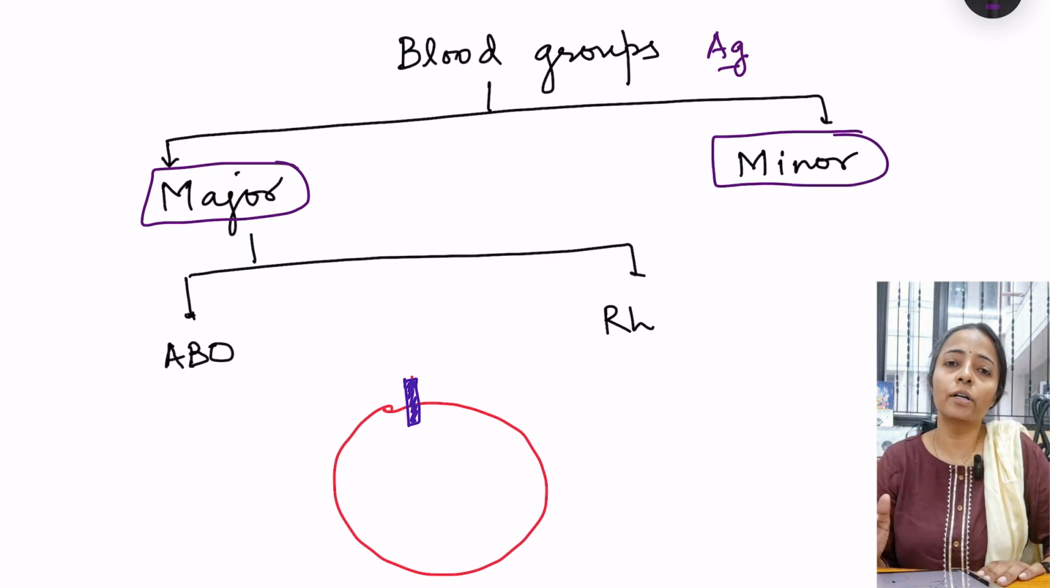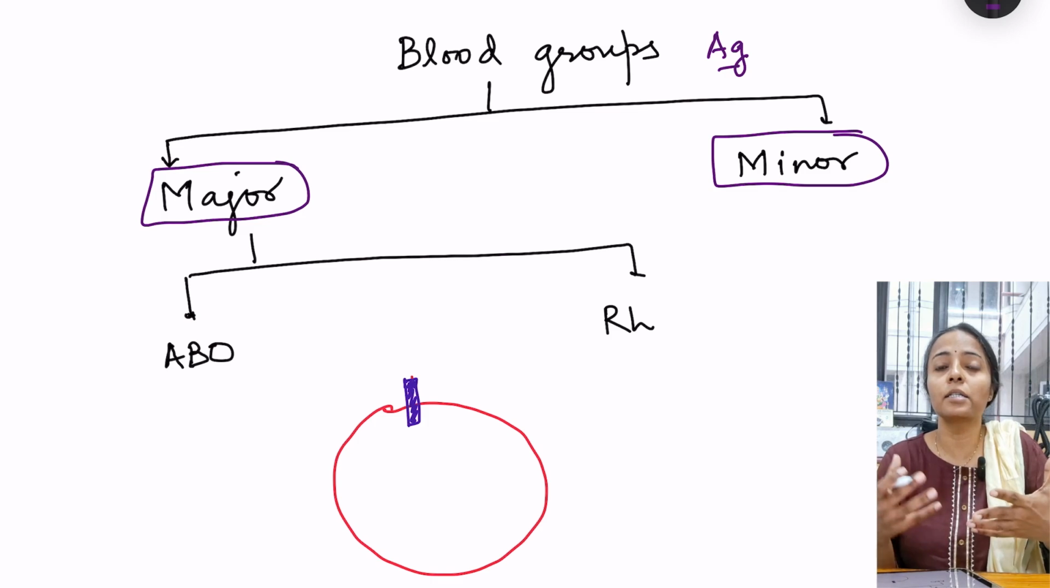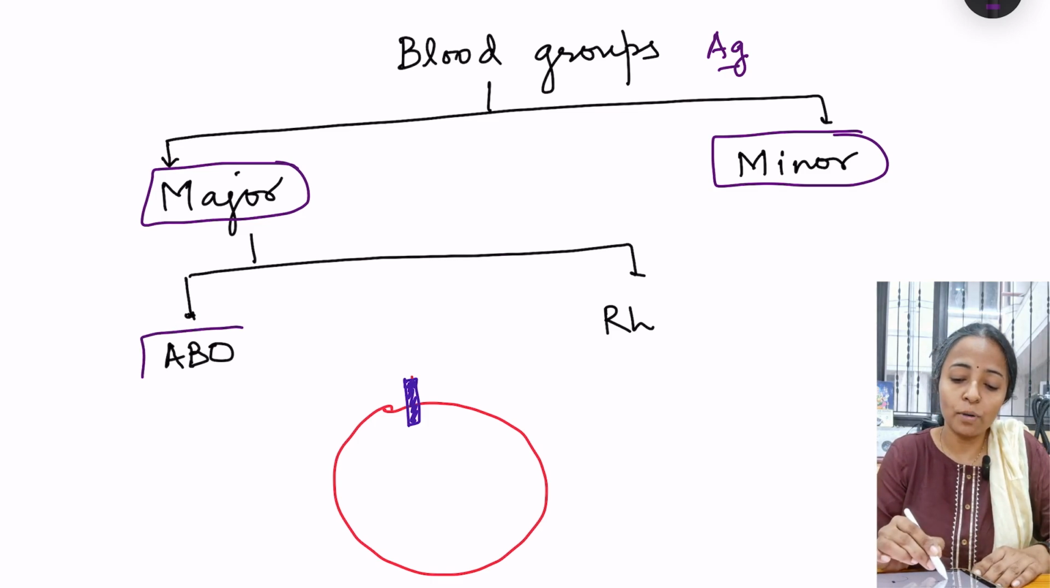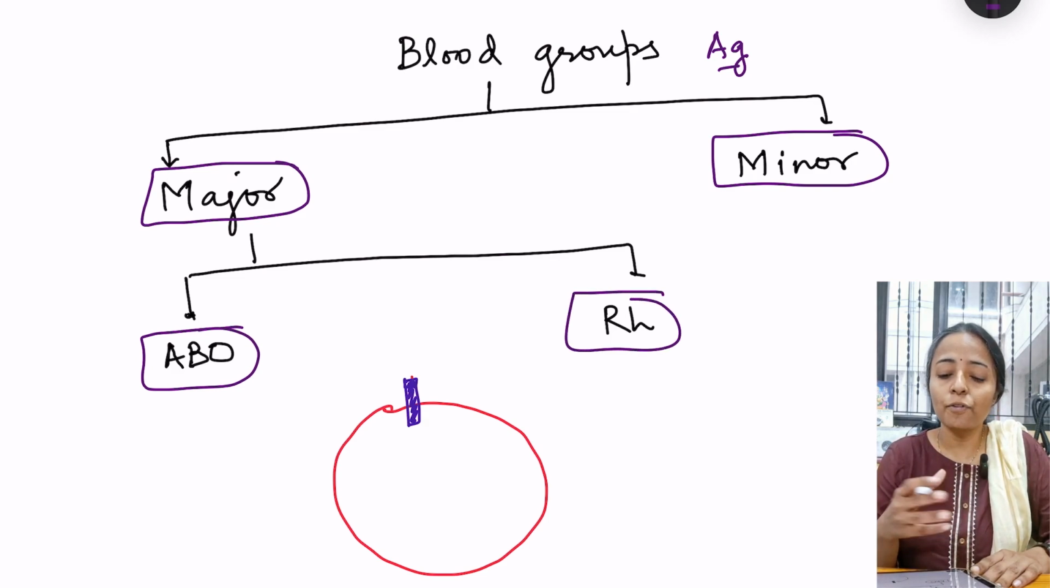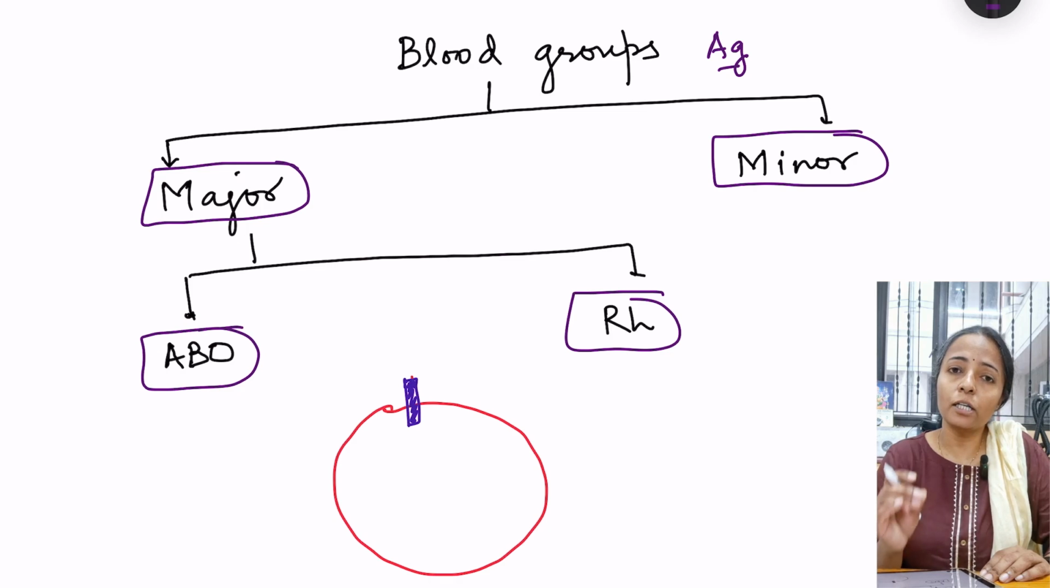And as I told you, more than 30 types of blood group systems have been discovered. Major blood group systems are the ones with more antigenicity, that is, a much greater ability to elicit an immune response, and these include the ABO blood group system and the RH blood group system. We will see ABO and RH in much more detail compared to the minor blood group systems. So what is this ABO blood group system?